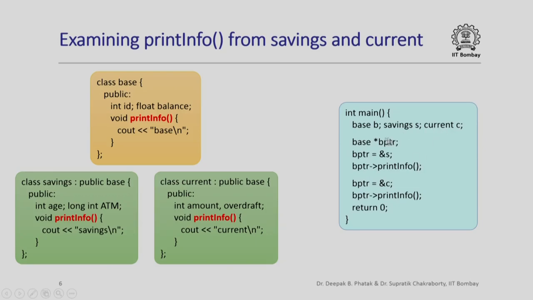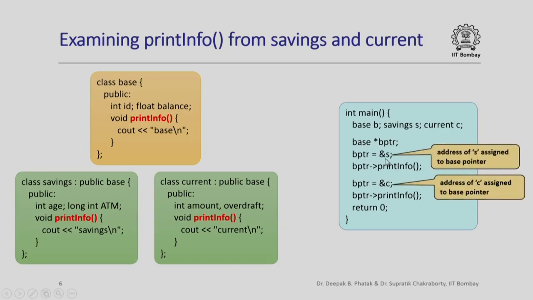I also have a pointer to the base class, and in this assignment statement I am taking the address of S, which is an object of the savings class, and I am assigning it to BPTR, which is actually a pointer to the base class, and then I am invoking the method printinfo with respect to BPTR. So, BPTR arrow printinfo, and here I am doing the same thing again, but starting from the address of C, which is an object of the current class.